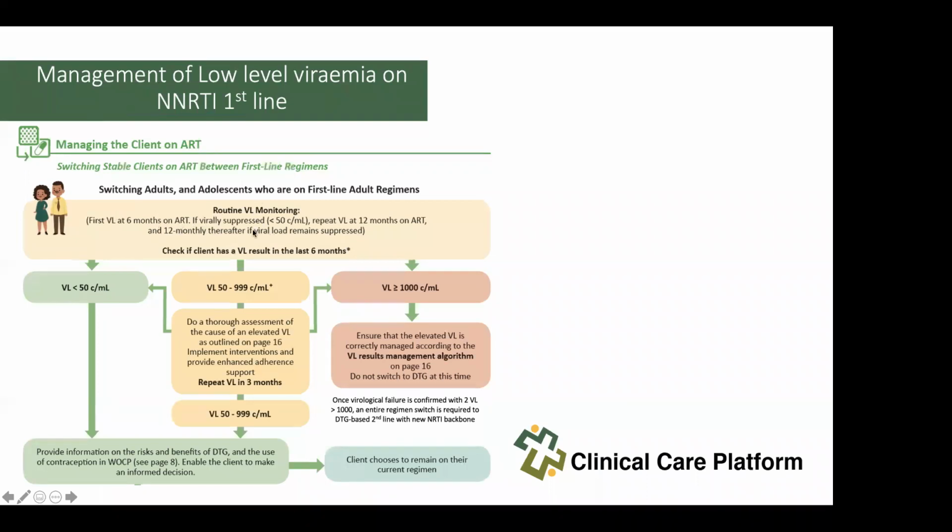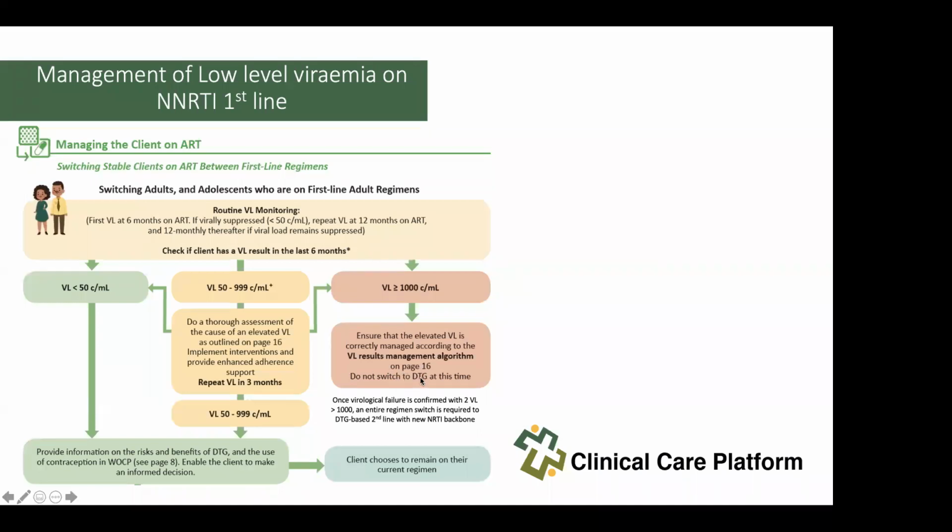If a patient has taken ARVs for more than 6 months, we should do a viral load at 6 months. If it is suppressed, we are happy. We follow the schedule as prescribed. If it's more than 1,000, we are worried. We need to do enhanced adherence counseling, pick up the problems, address the problems, repeat the viral load, and make a decision if we need to be switching a patient who's taking an NNRTI-based regimen.